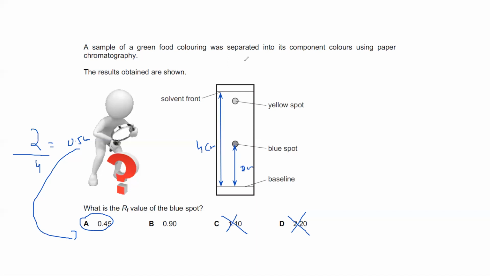So sometimes the numbers are not given or shown on the screen. So you have to use your ruler and measure the distance, but always measure from the center of the spot to the baseline. Is it clear?